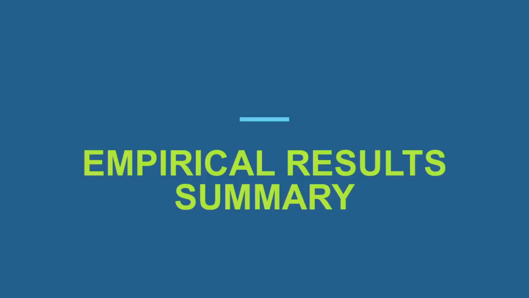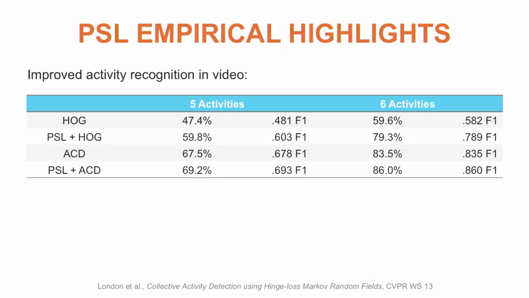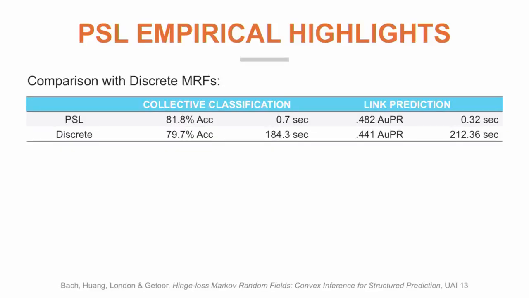So that's great. It's fast, but it can be fast and not be very accurate. So how well does it do? Here are some sample results. This is an activity recognition problem, a computer vision problem. And this is an example of many of our results where you start off with just a really dumb, simple approach, add in a little bit of structure, and you get significant improvements in performance. Comparing to discrete MRFs, we can solve them as well, but we can do it way faster.